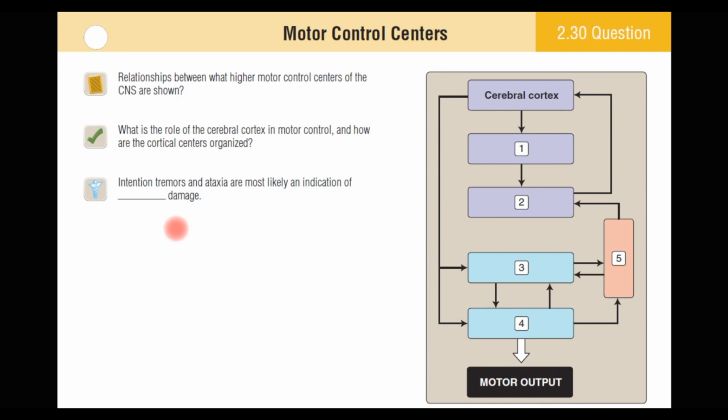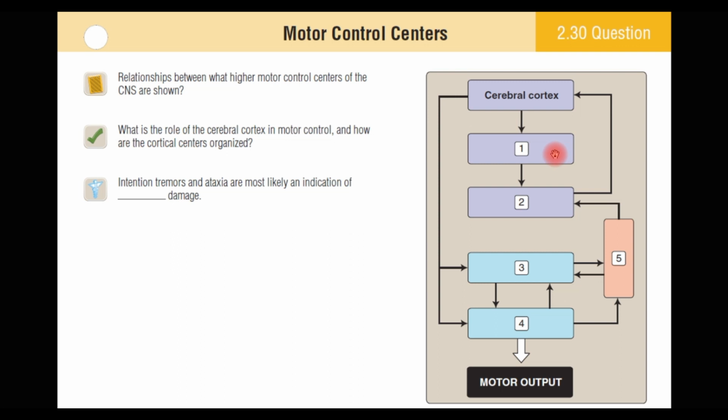Hello everyone, this video is a quick review of motor control centers, and we will do it on the basis of certain problem-based review of motor control center. As you can see, there is one diagram and there are certain questions. Let us see what the relationships between the higher motor control centers of the CNS are. So what is this relationship between the higher motor centers?